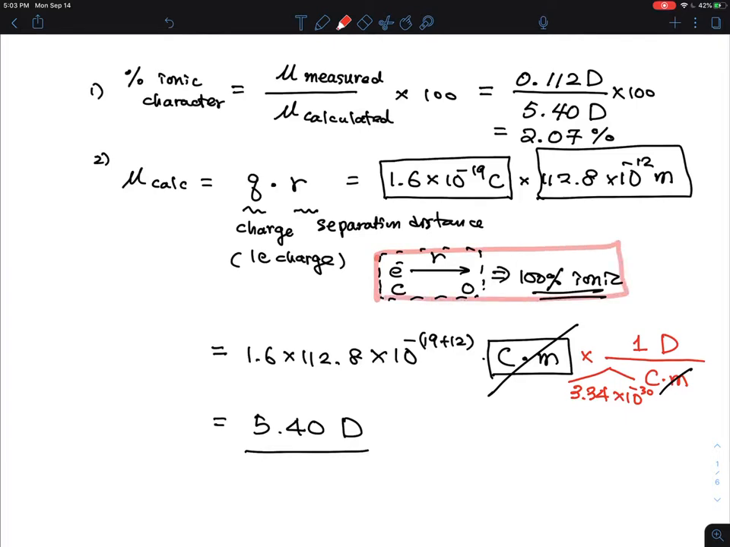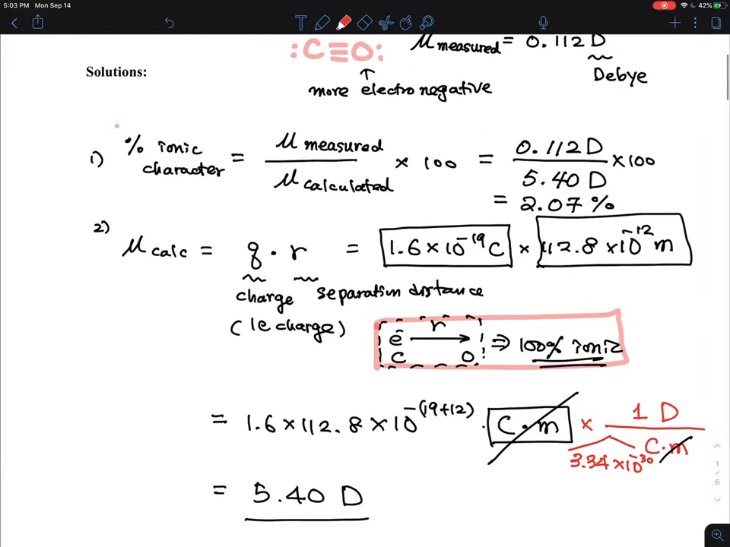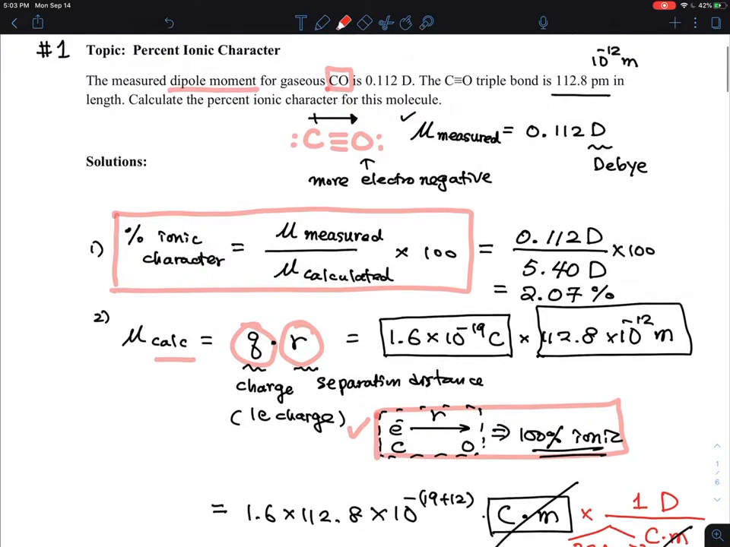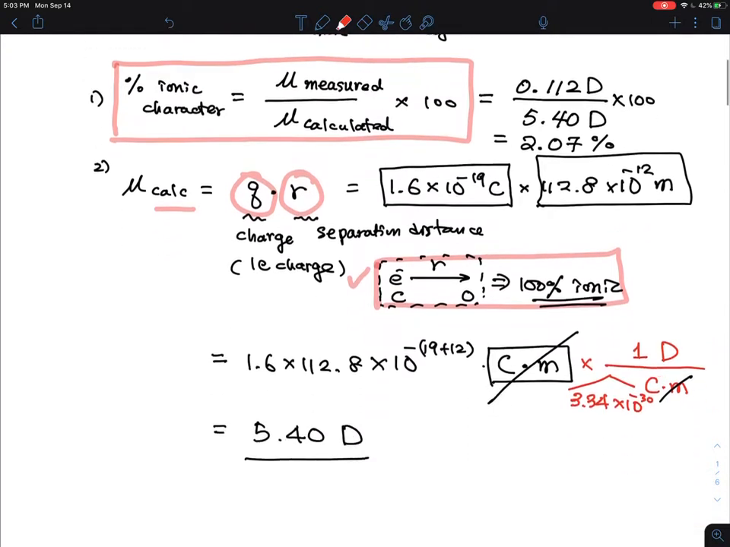Okay, so here I explained to you about the Debye. The percent ionic character is the measured value over the calculation. The calculation essentially assumes a one electron charge separation for the same distance r that has been geometrically given. And then you can also look up the reference table on how to convert the coulomb meter to the Debye so that you can have this in Debye units.